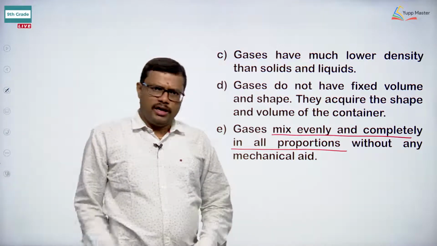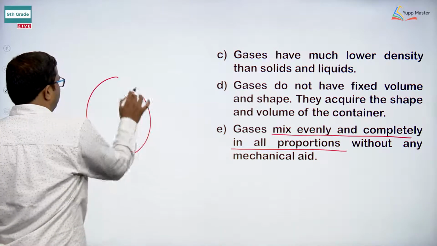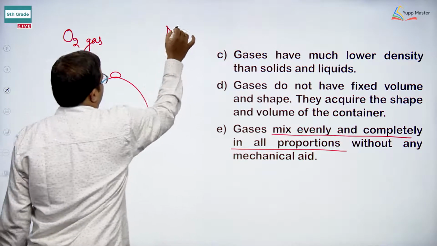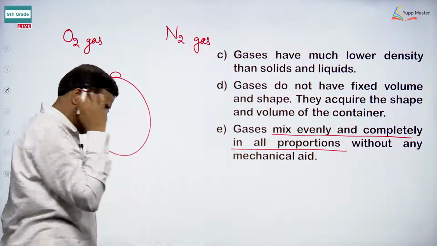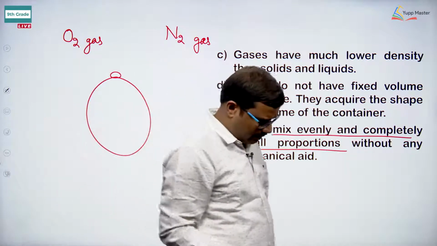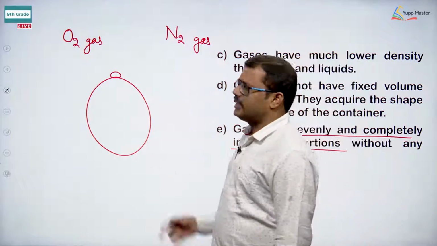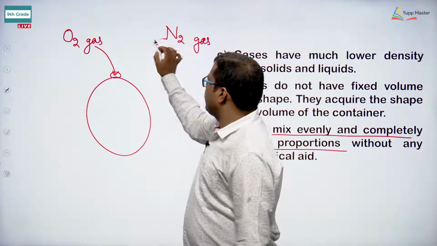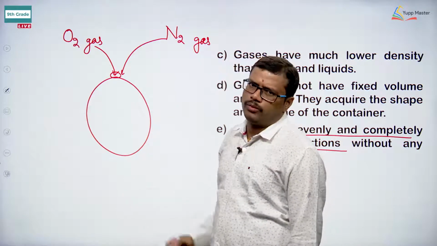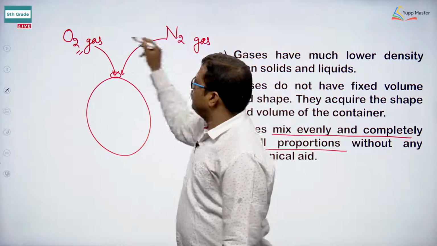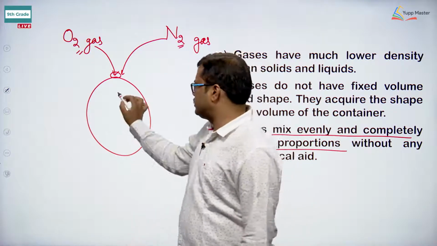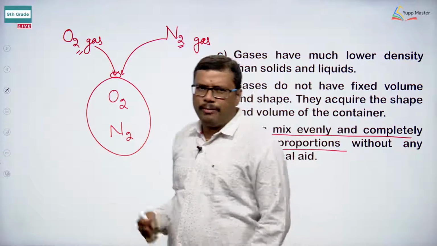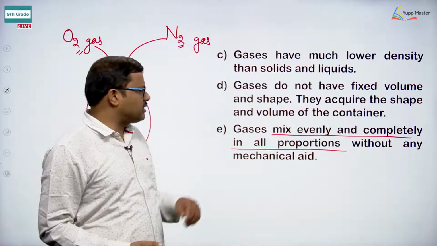For example, if I am going to take a balloon, okay, so I am taking an oxygen gas and I am taking a nitrogen gas. Generally the gases are kept in cylinders. Okay. So, I have taken an oxygen cylinder and I have taken a nitrogen cylinder. I am making some oxygen go into this one balloon and I am making the nitrogen go into the same balloon. So, I am making oxygen and nitrogen enter into the same balloon. Now, this balloon has oxygen gas and nitrogen gas. Okay. So, a mechanical aid is not required in this case to mix them evenly.